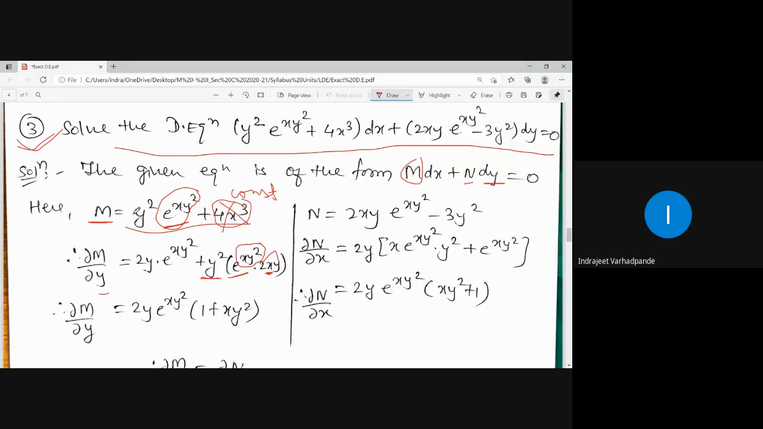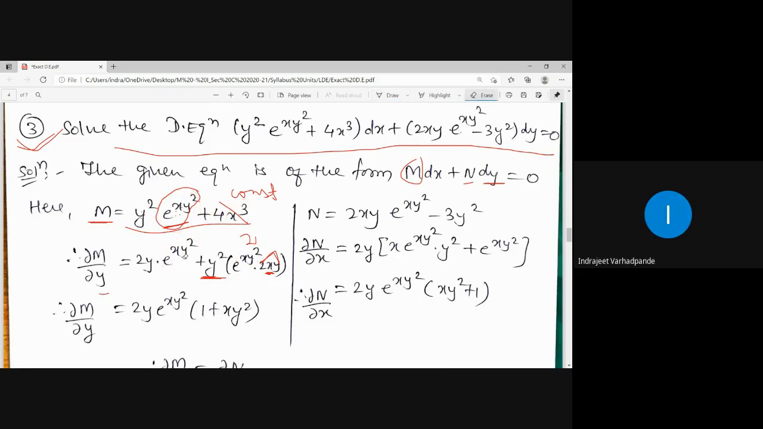Why will we apply the product rule? Because both the terms contain y. First term as it is, into the derivative of the second, e to the power xy square into the derivative of xy square. In the derivative of xy square, x is constant, and the derivative of y square is 2y. So this is the first term into the differentiation of the second, plus the second term as it is, into the derivative of the first term, y square, which is 2y. Did you understand this point?